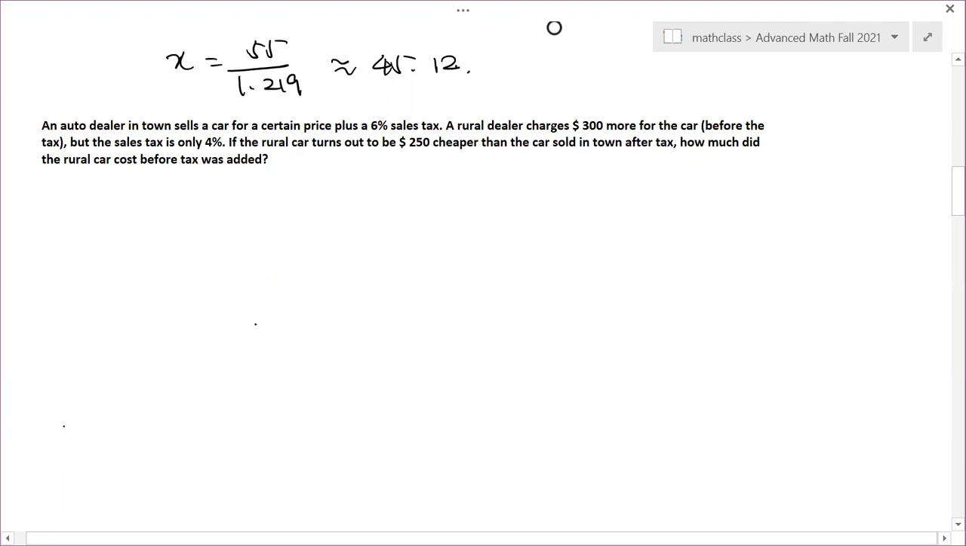Yeah, look at this one. My suggestion is the unknown is the price of the rural car. So how much? I call it X. So you list, right?